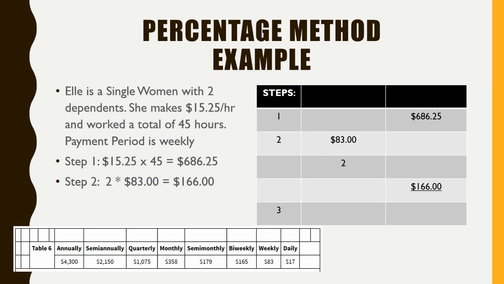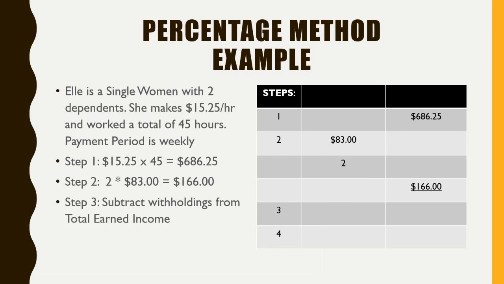Step 3 is where you subtract that to get your total taxable income, also known as your gross. Yes, it's gross. Net is at the end of all your taxes, so gross. Your gross earnings here are 686, subtract the 166. So what do you get there? What's your total gross?